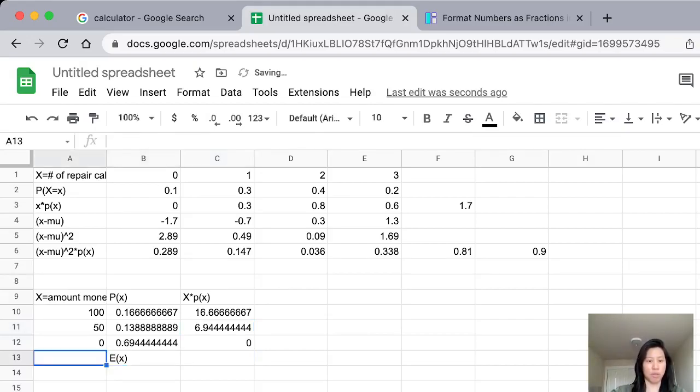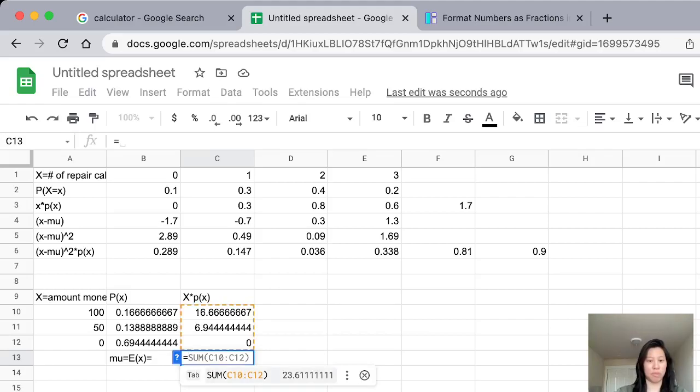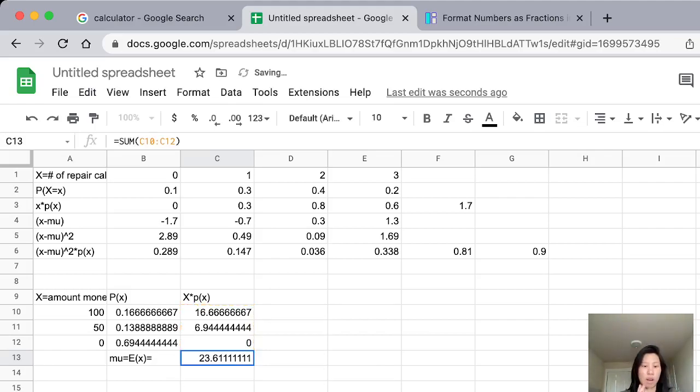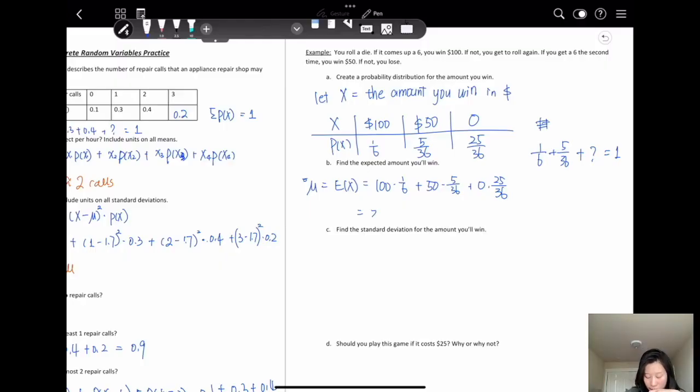Expected value, or mu. Sometimes they say mu. The expected value equals the sum of this function. Okay, so our expected value is 23.611111. So now let's write this down. That's how much you expected to win, right?